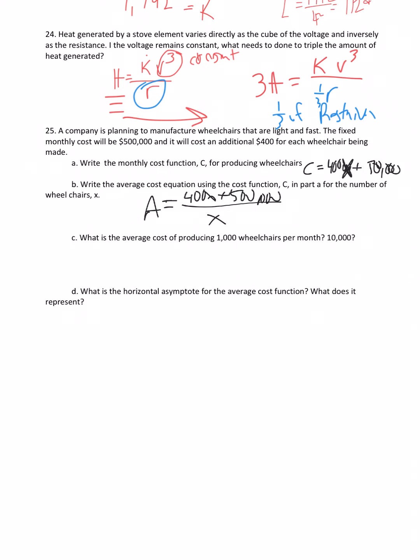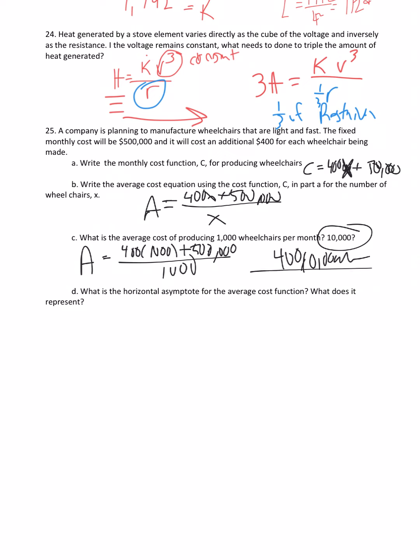So now if I want to find the average cost of producing 1,000 wheelchairs, I would just plug 1,000 in. I'm going to let you do that calculation on your own, but we would just plug 1,000 into this equation. As well as vice versa, for the 10,000, we would just substitute in 10,000 as well. Okay, so I'll let you do those two.